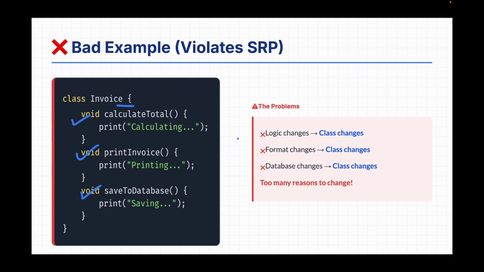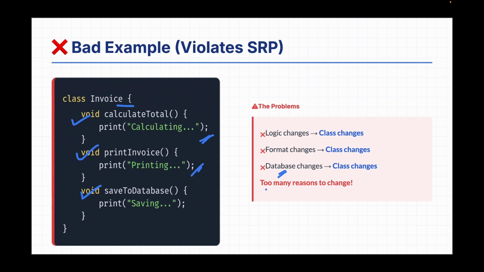That means it has three different reasons to change. If the calculation logic changes, this class needs to change. If the print format changes, this class needs to change. If the database changes, this class needs to change again. This clearly violates the single responsibility principle.